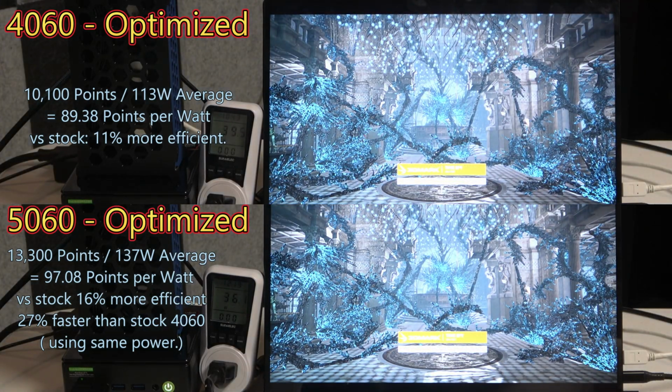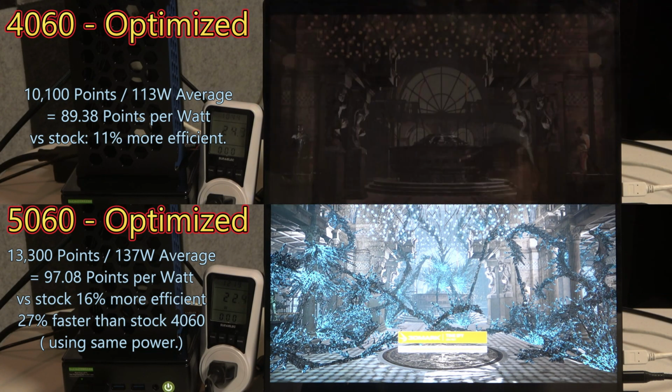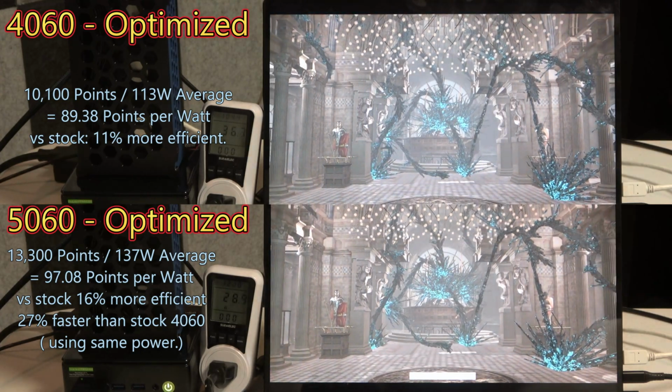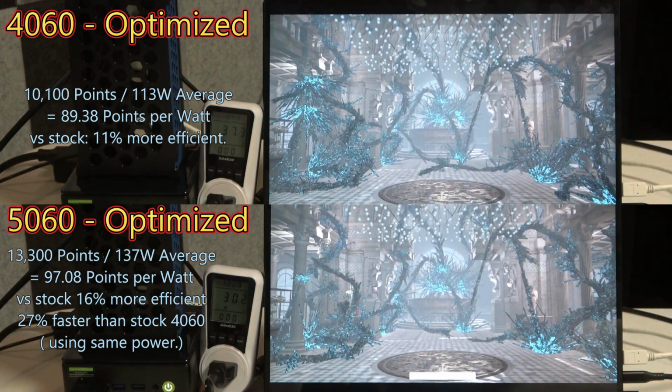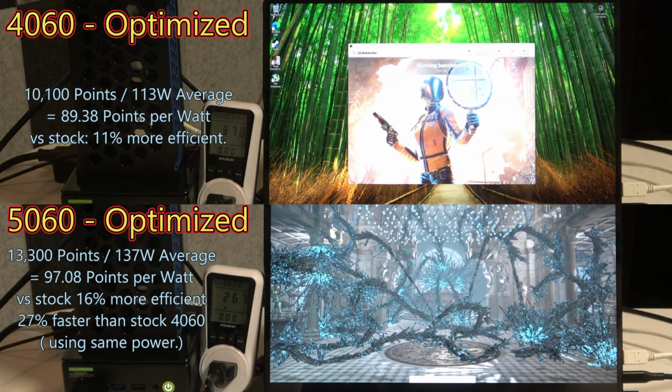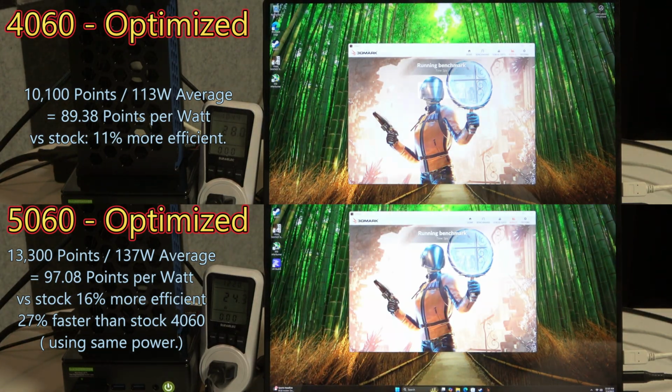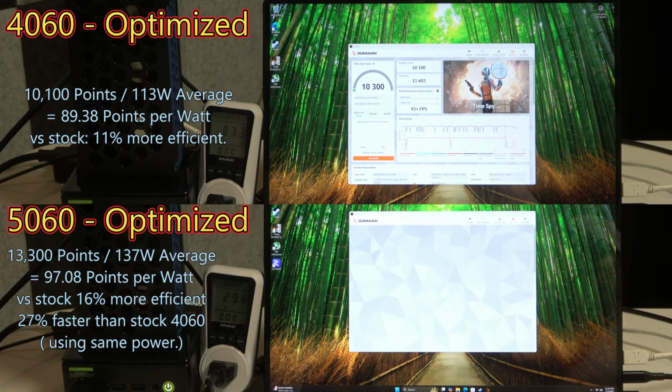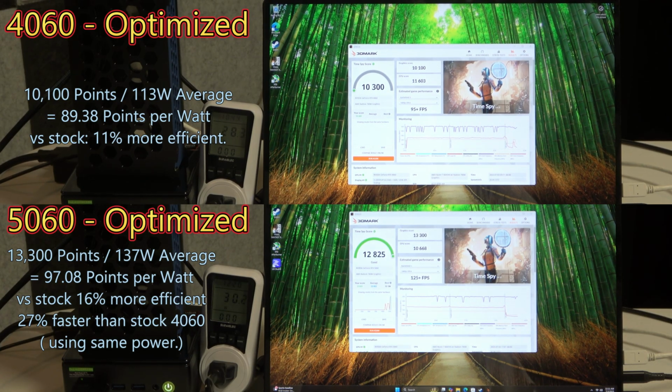But the 5060 is proving to be pretty optimized. And I'm surprised that so many people were so upset with the 5060 at launch. I mean, obviously, we always want more. We expect more. But in terms of efficiency, it's doing pretty well.